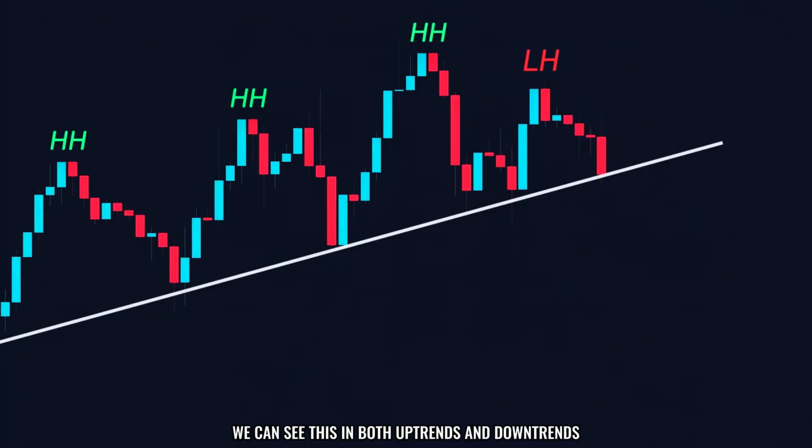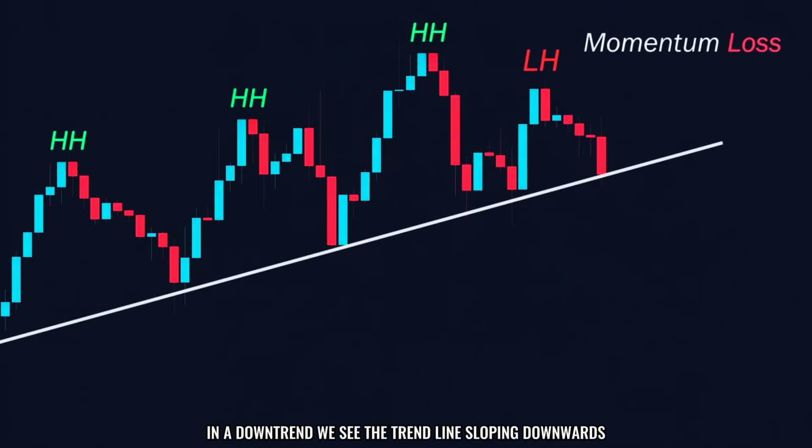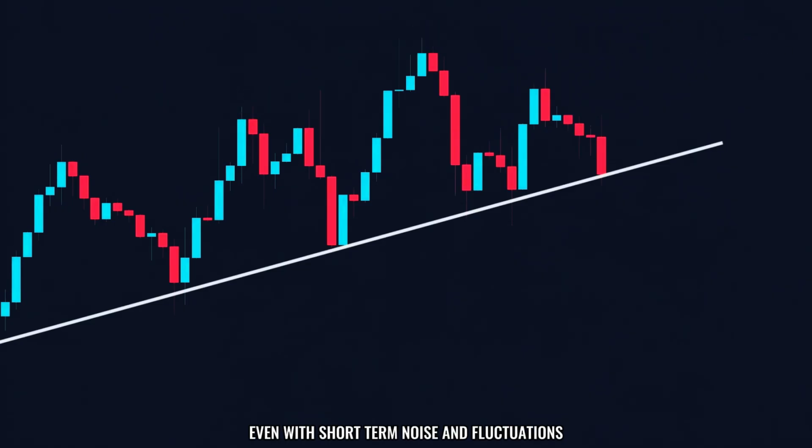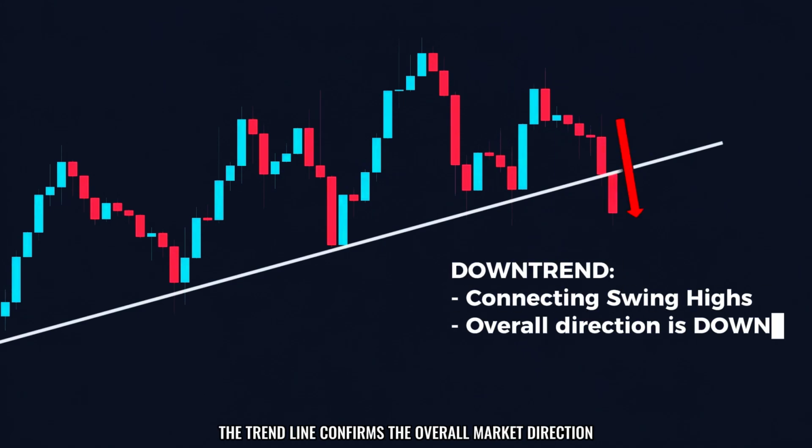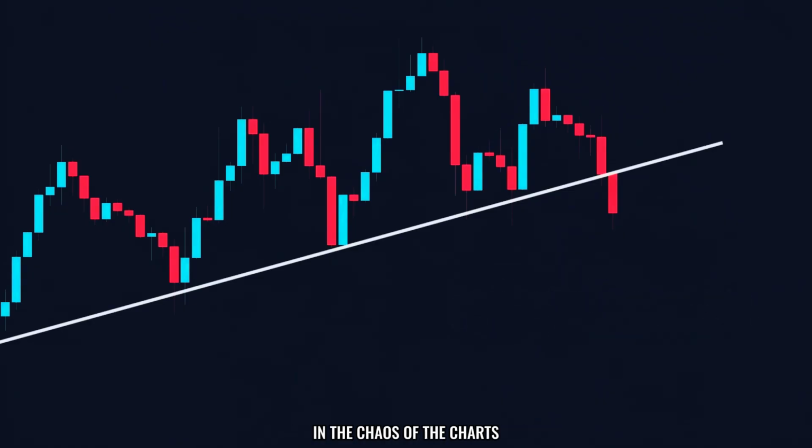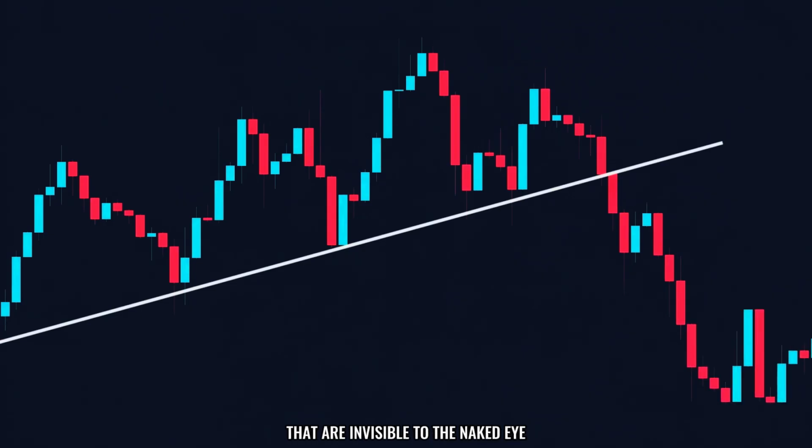We can see this in both uptrends and downtrends. By connecting the swing highs in a downtrend, we see the trend line sloping downwards. Even with short-term noise and fluctuations, the trend line confirms the overall market direction is down. Trend lines act as your North Star in the chaos of the charts. They help you spot setups that are invisible to the naked eye.